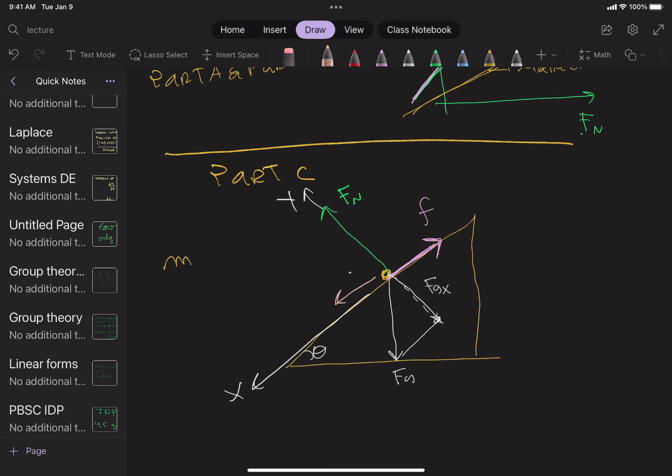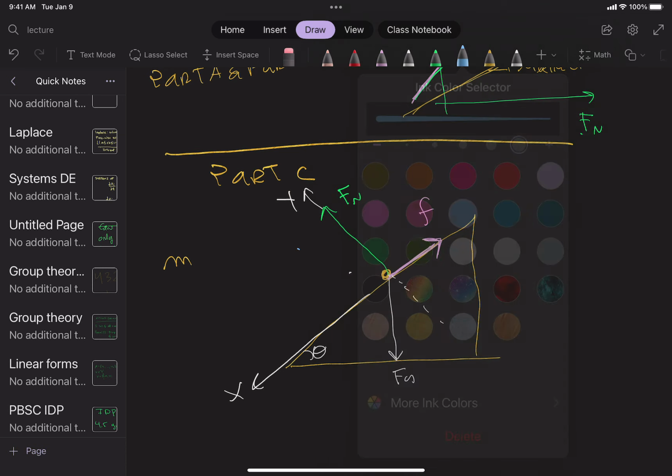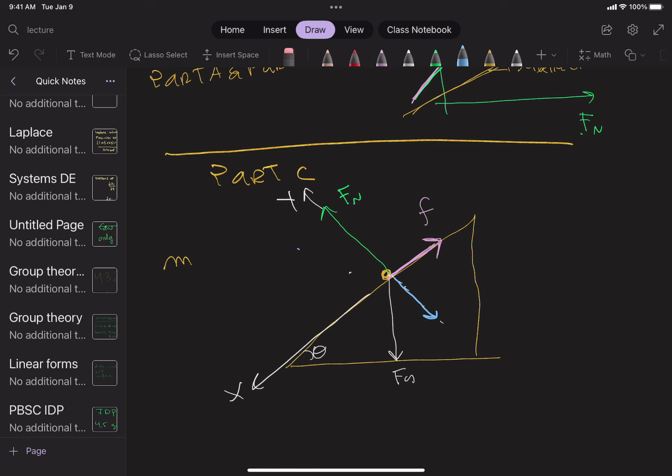Oh, excuse me, I said it incorrectly. So let me just redo that. Along this direction, this is going to correspond to the y component of the weight, FGY. And along this direction, this is going to correspond to the x component of the weight, FGX. And we can solve for those components in terms of the angle. So if this is theta, then here this is 90 minus theta, so this brings you back to theta here.